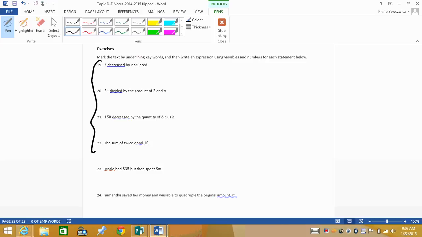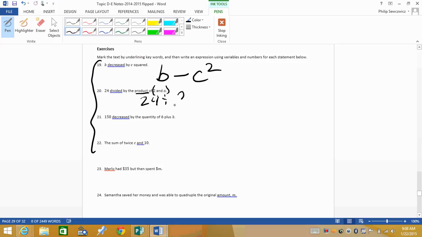So 19, B decreased by C squared. B decreased, so we'll take it away by C, and squared means second power. 20, 24 divided by the product of 2 and A. So 24 divided by the product. Now remember, product means answers to multiplication, so we are thinking about parentheses.